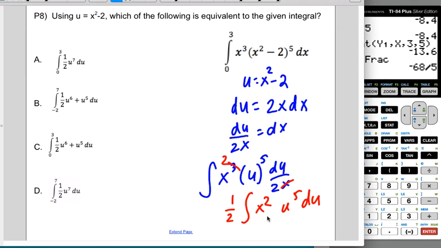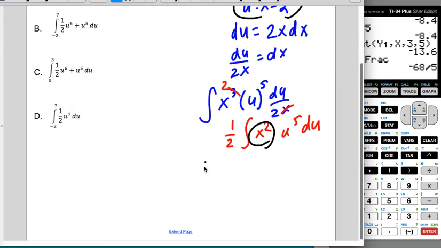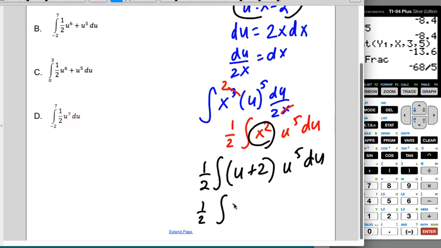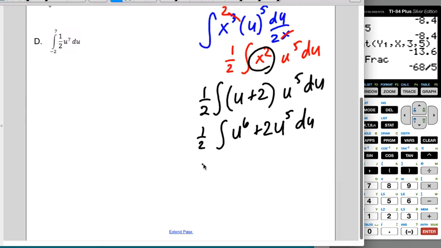The problem is that I need to replace this x squared. Well, I know that I could solve this and say u plus 2 is my x squared. So now I could say that this is 1/2 (u plus 2) times this u to the 5th du. So I get 1/2 (u to the 6th plus 2u to the 5th) du. All of that's fine, except I see that the 1/2 is distributed in this one. So I'm looking at 1/2 u to the 6th plus 1/2 times 2, which is just going to cancel, and I'm going to get a u to the 5th. So now I know this is what I'm looking for.